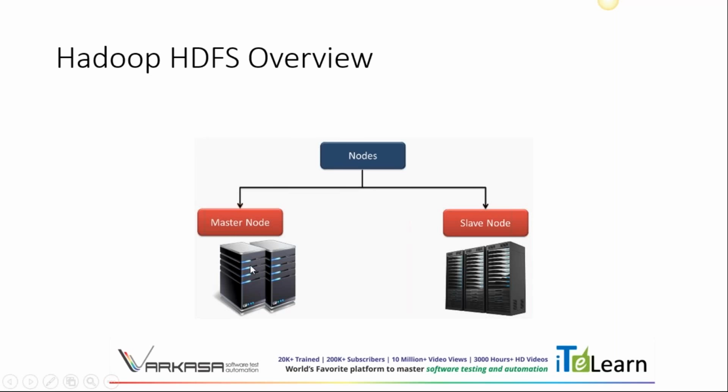So we have the master node, where we have all the information regarding the slave nodes: where a particular data item or file is stored, in which node it is stored, etc. So the master node has all the metadata information. Metadata means information about the data: where a particular file is stored, in which slave node it is stored, how many times it has been duplicated. All those details are stored in the master node. And in the slave node, you have the actual data.